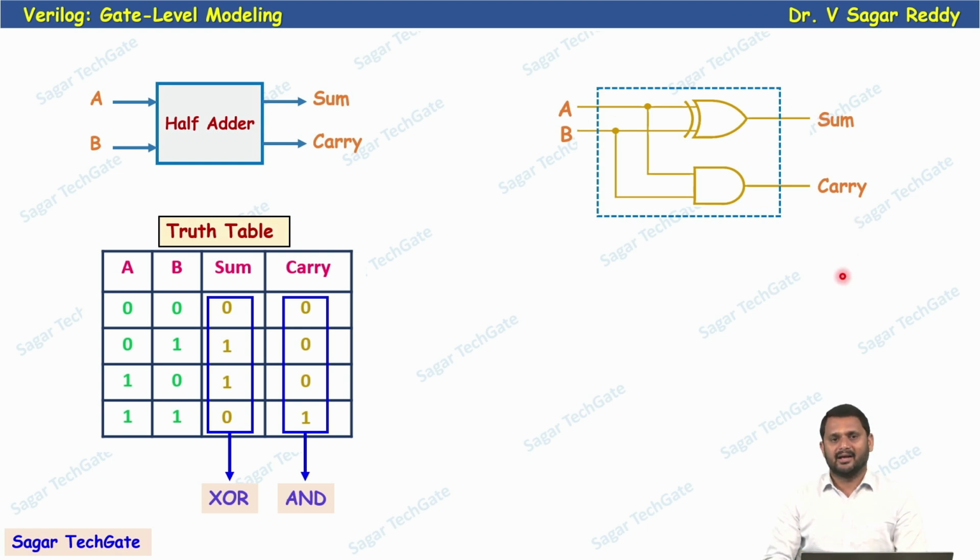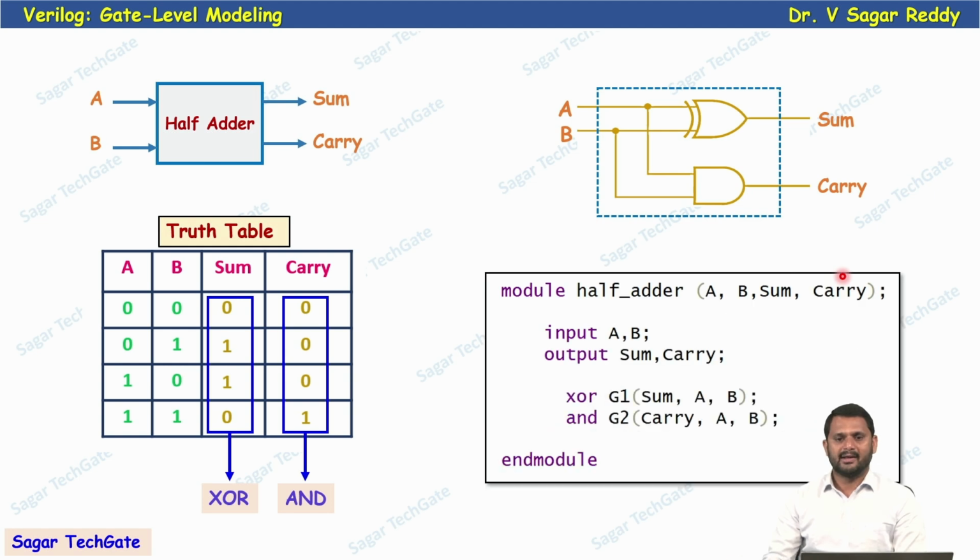How do I write a Verilog code, especially in gate level modeling? We have two gates here, XOR and AND. So we instantiate these two primitives in our module and connect them properly to get the proper output. Now, in Verilog everything is a module. So I declare one module. The module name is half adder, having the ports A, B, sum and carry, and I declare these ports A, B as the inputs and sum, carry as the outputs.